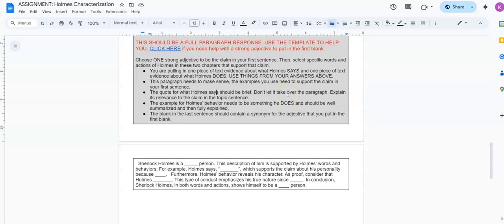The blank in the last sentence should contain a synonym for the adjective you put in the first blank. So you should not use the same word here as you use here. It should be something slightly different.